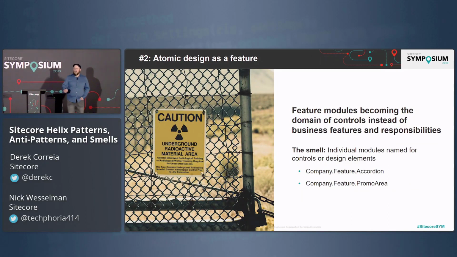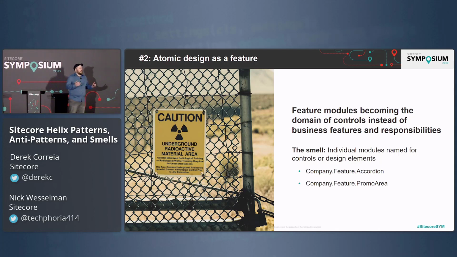Great. So the second most common anti-pattern or smell that we see is really atomic design as a feature. And I think with atomic design, mid-90s, Brad Frost, I think, came up with it initially or was on the forefront of that. The concept of using small components and assembling them into larger components and then reusing those components across a website. So there's certainly nothing wrong with atomic design. I think it's still very valid today, but atomic design as modules is not really in the spirit of Helix.